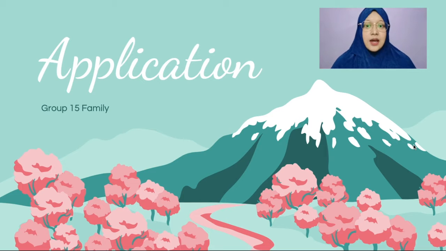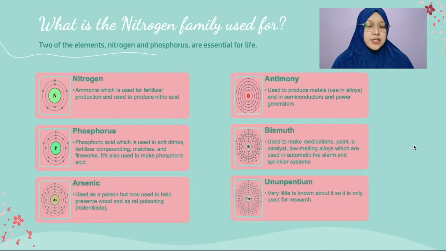I'm going to present to you about the applications of group 15 family. What is the nitrogen family used for? Two of the elements, nitrogen and phosphorus, are essential for life. Nitrogen, as ammonia, is used for fertilizer production and to produce nitric acid. Phosphoric acid is used in soft drinks, fertilizer compounding, matches, and fireworks.